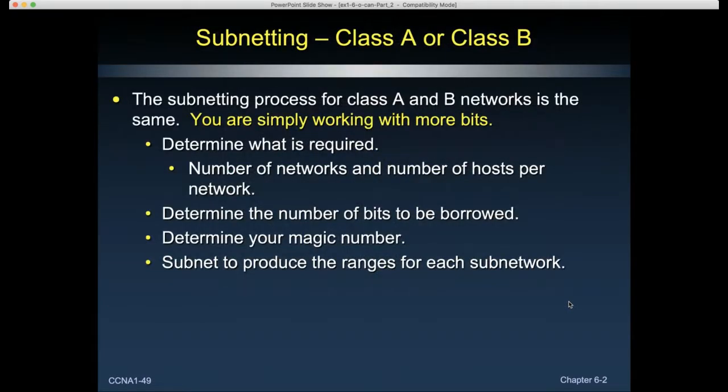For Class A and Class B, it's more bits. You simply determine how many networks you need to create and how many hosts on each network, and then determine the number of bits to be borrowed, find your magic number, and then subnet.